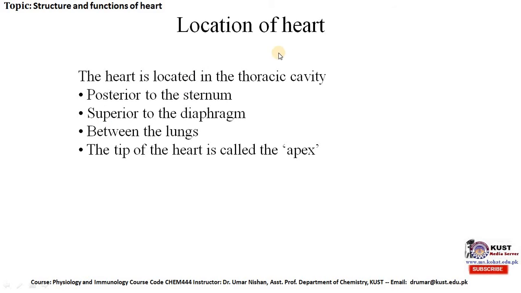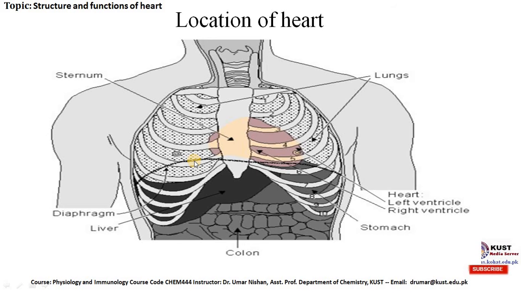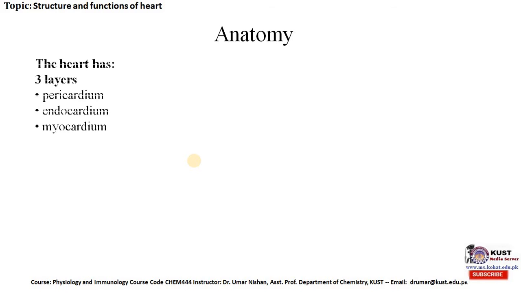Now again, the heart is located in thoracic cavity, posterior to the sternum, superior to the diaphragm, between the lungs. The tip of the heart is called apex. So this is the location of the heart. This gives you an overall idea of where the heart is located in the body. Now we move towards the anatomy of the heart.